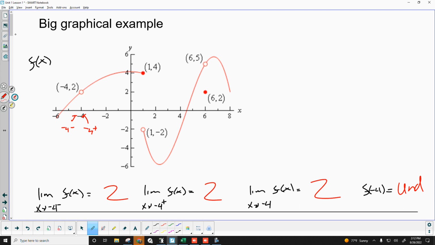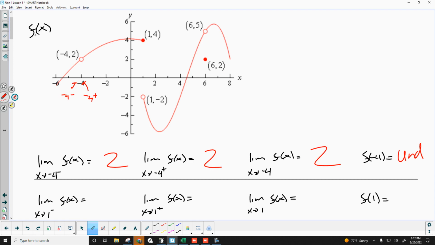So far so good? At 1, if I go to the left of 1, that's using this piece. This piece is being used for all x's less than or equal to 1 because it ends with a closed dot. So this red piece gives 4. It's not that there are 2 y values; I have a closed dot at 1, the less than or equal to. And I approach that value 4 by plugging in 0.999.